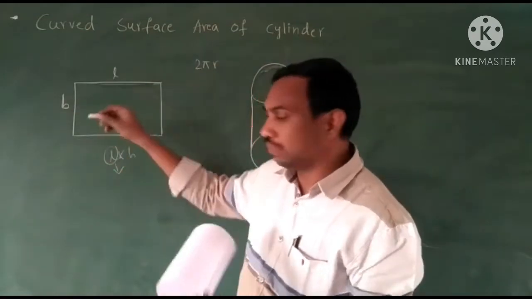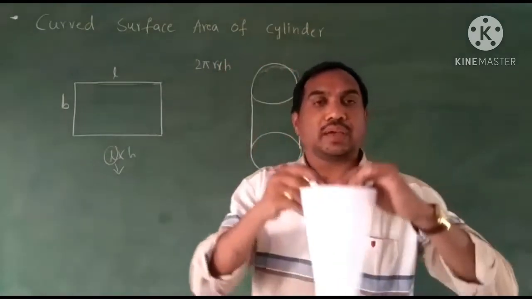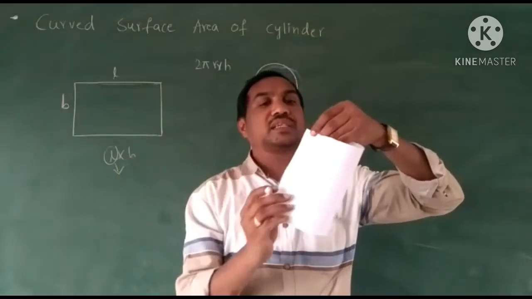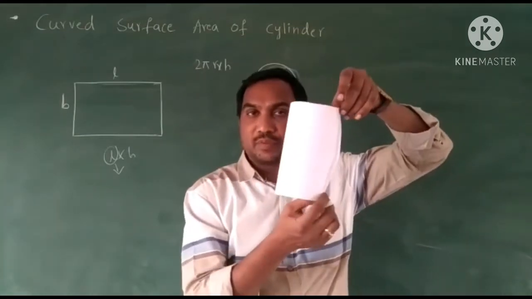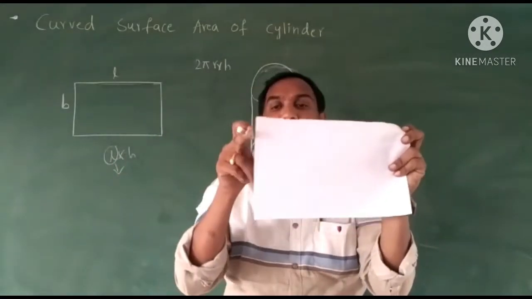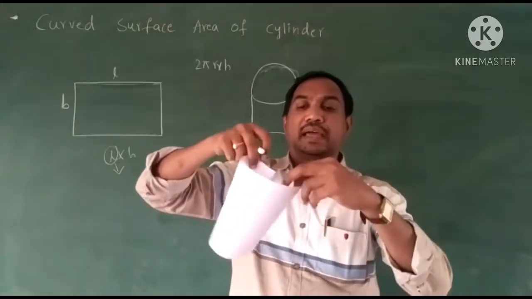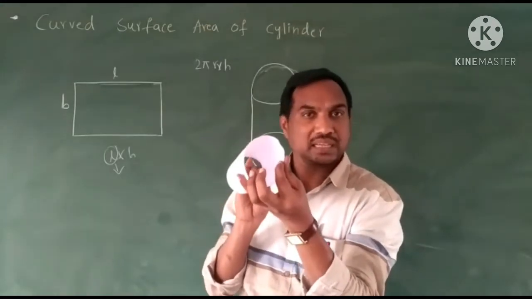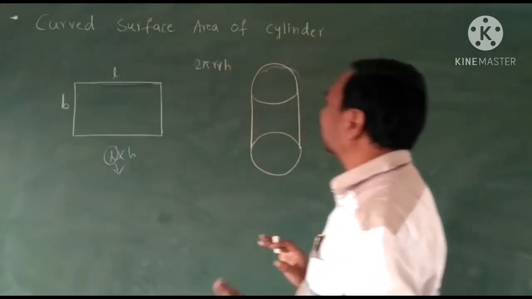And what is B? B is becoming the height of the cylinder. So that is 2 pi r into h. Here the area of this rectangle is nothing but the curved surface area of this cylinder. This area is L into B. Here B is the height of the cylinder, and this length is the circumference of the circle. That is 2 pi r into h. This is the curved surface area of the cylinder.